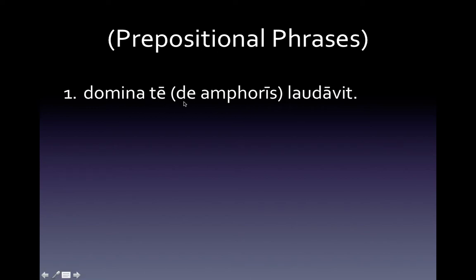This is what we have for sentence number 1. De amphoris was your prepositional phrase. And then what's left on the outside of the parentheses, we can easily label. Domina is nominative, so it's our subject. Te is not a preposition, it's a direct object. It's accusative. Laudavit is our verb. Now we can easily translate the sentence with some visual cues. So, the mistress praises you about the amphoras.